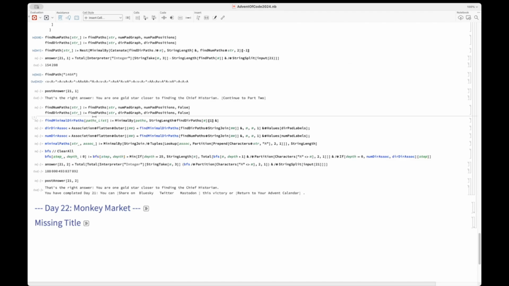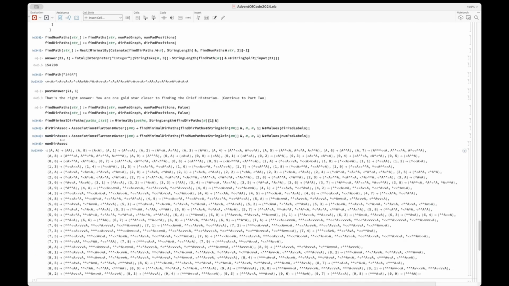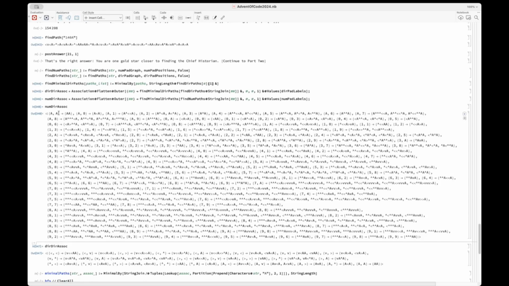I guess the important part is to actually construct this function. It's not used for the solution directly, but these associations are important. Essentially, what you construct first is all possible ways, for example, on the numerical pad, to go from one label to another label, right? So these are all the possible directions you have to follow in order to go from A and press number 8. Or this would be all possible ways of starting from 5 and pressing 9.